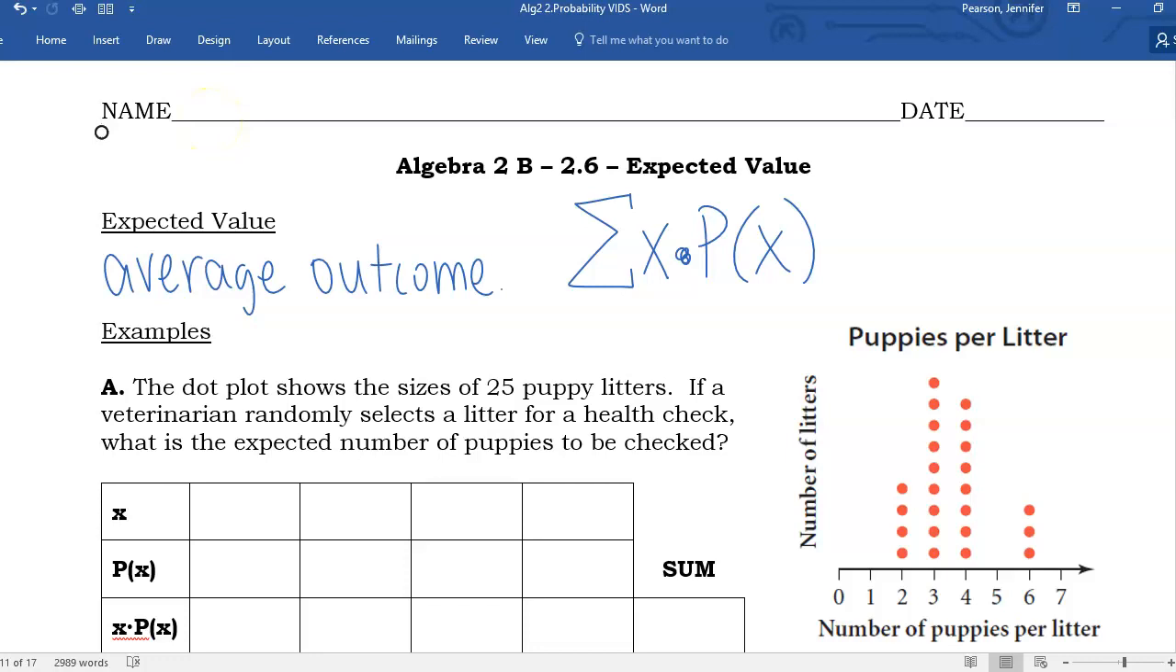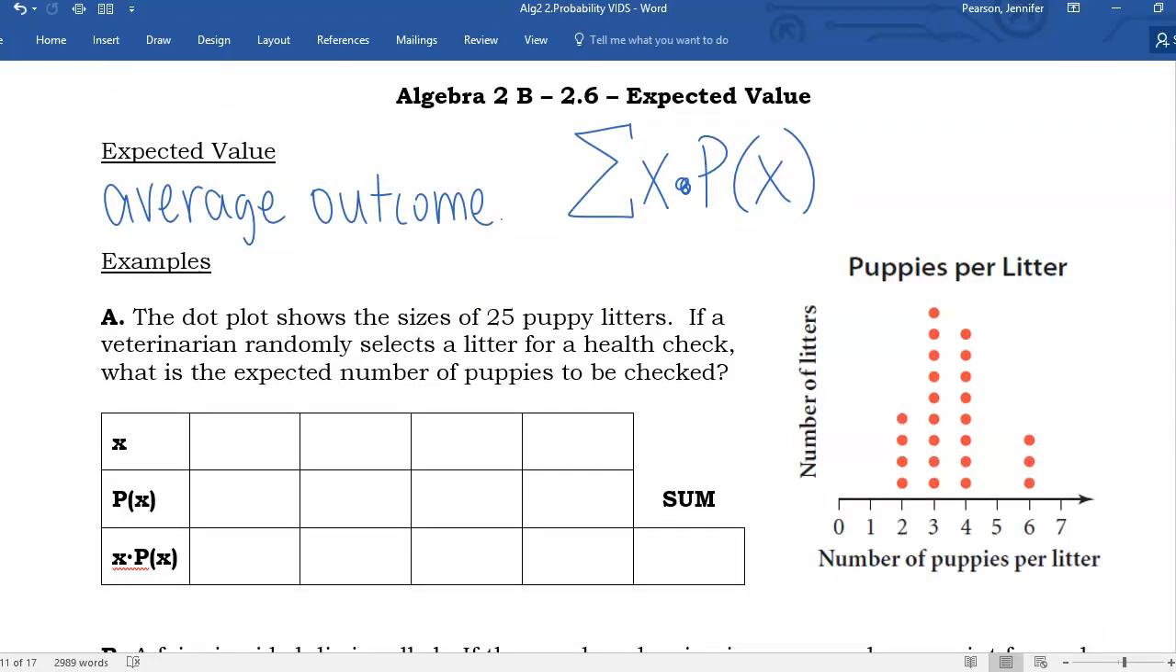First example, we have a dot plot. It shows the sizes of 25 puppy litters. If a veterinarian randomly selects a puppy litter for a health check, what is the expected number of puppies that he or she will check? So, possible outcomes. That's what X is. There are no litters with 1 puppy. There are no litters with 5 puppies or 7 puppies. Our possible outcomes are 2, 3, 4, and 6.